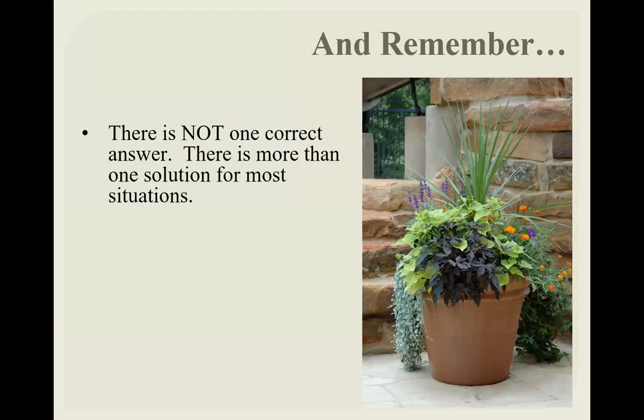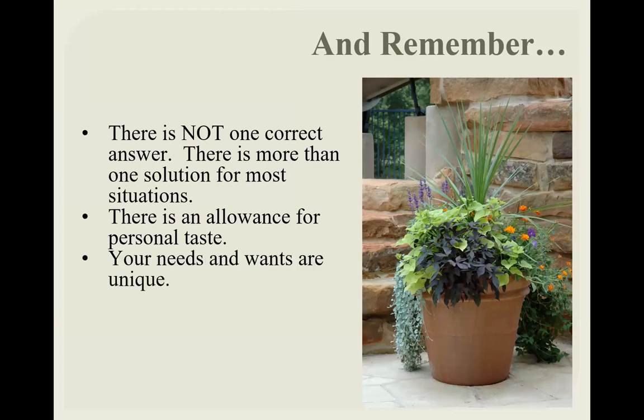Everything we do is correct. There's not only one correct answer. There's more than one solution for most situations. There's an allowance for personal taste. You need to be able to take what you want and incorporate it into your design in such a way that it gives you pleasure. This is your garden, this is for you, not for anybody else. And your needs and wants are unique to anybody else's. And professional designers will try to steer you in certain directions. Sometimes it's to sell you a certain palette of plants. Sometimes it's because they have discovered certain plant combinations that they think your particular site would benefit from. But at the end of the day, it's your garden.